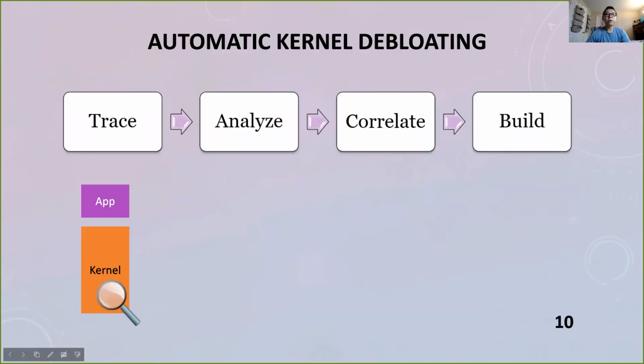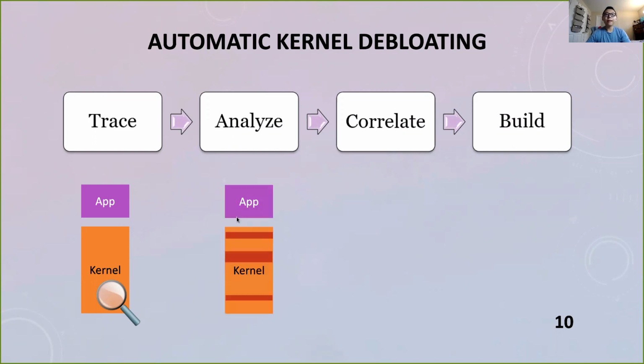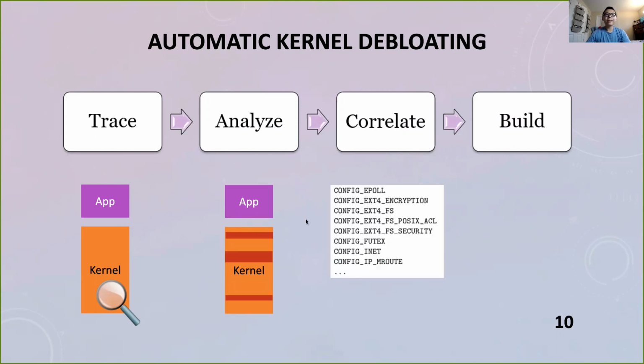This is an overview of how config-driven kernel debloating works. First, trace the kernel running target workloads and analyze what parts of the kernel are used. Then, correlate the kernel parts with configuration options. And finally, compile the debloated kernel with the options.